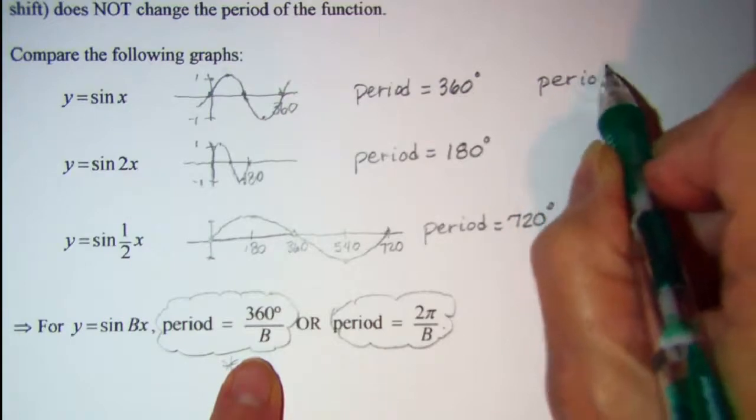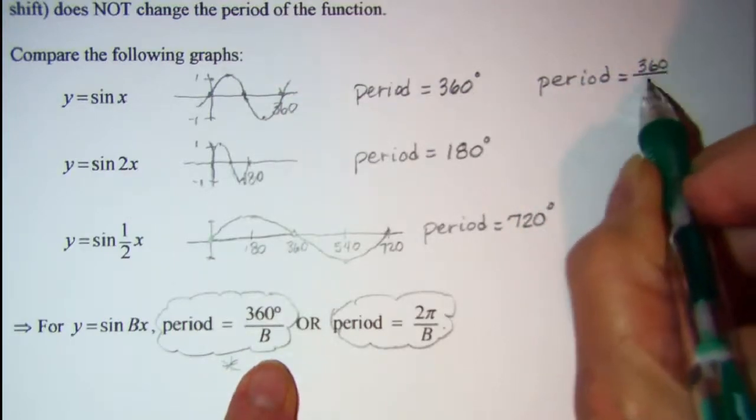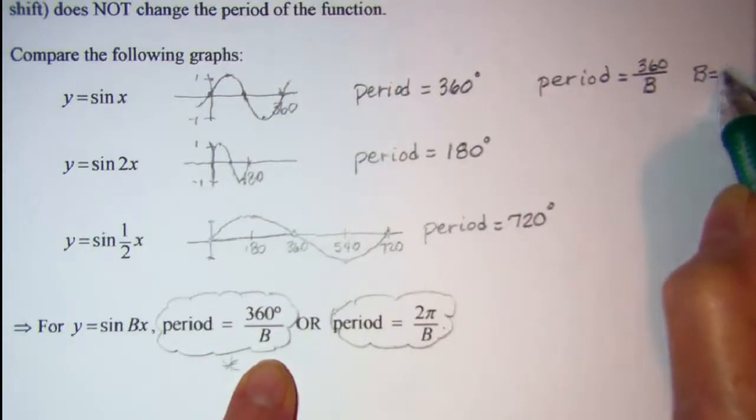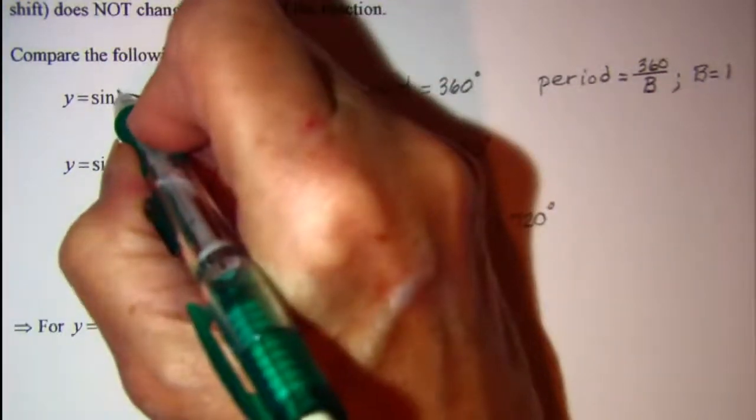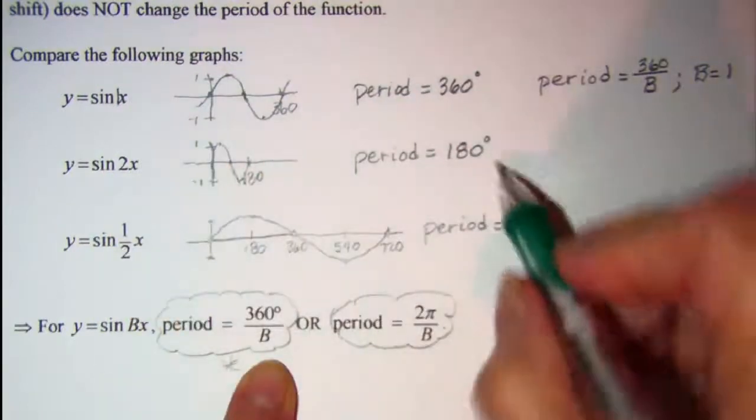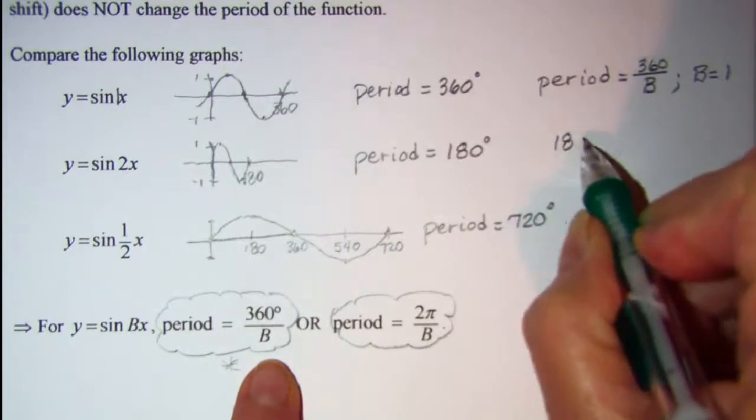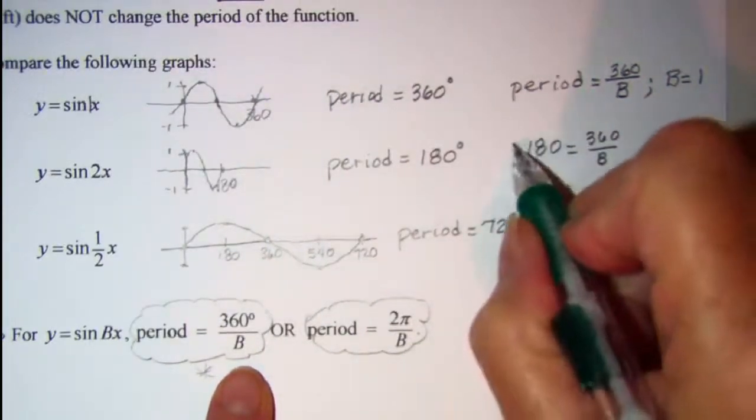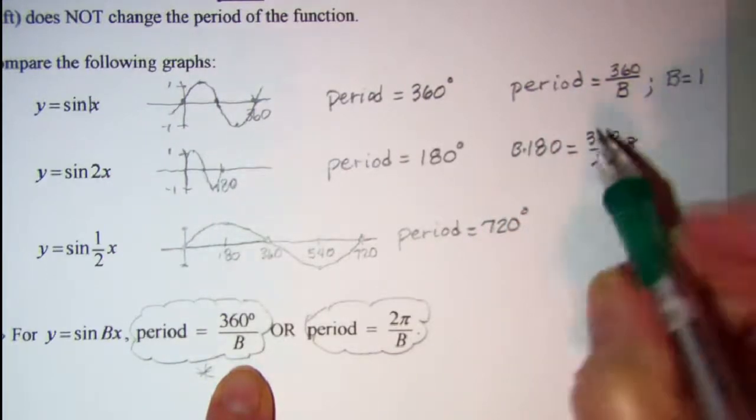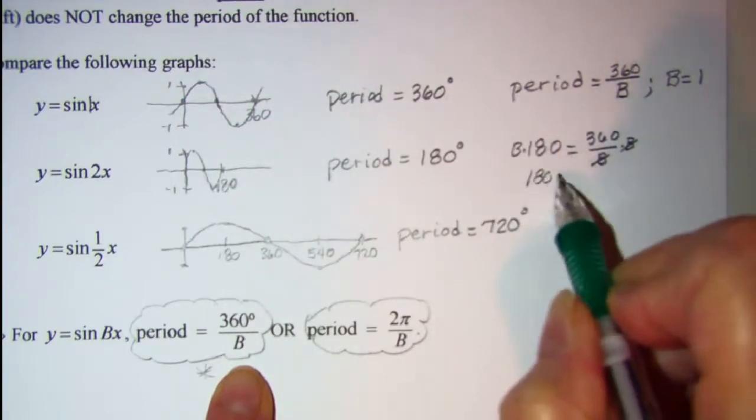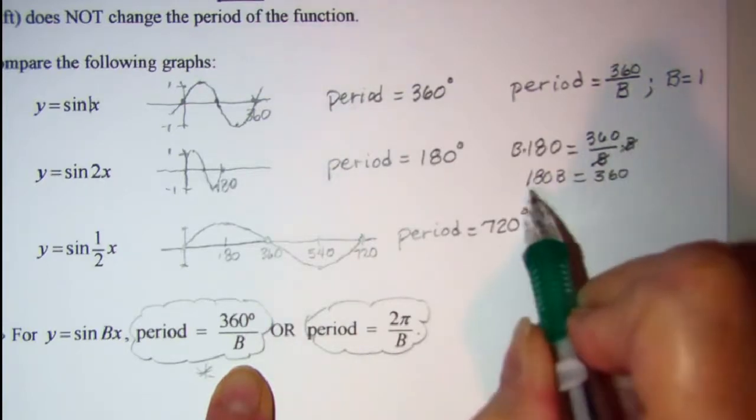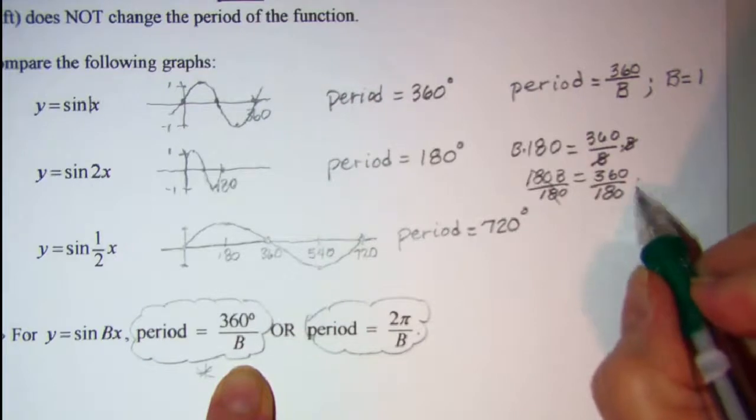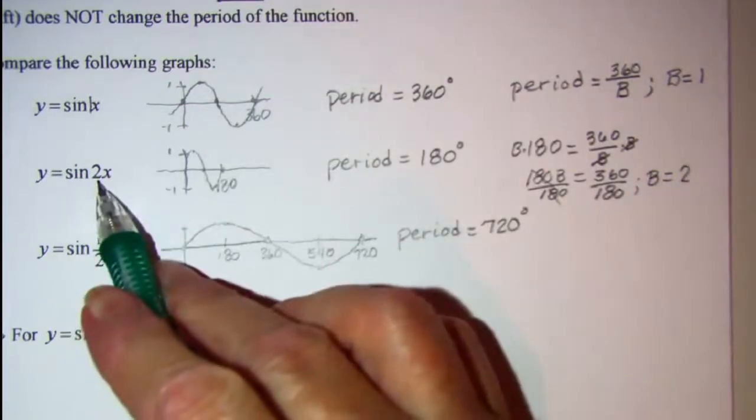Period is equal to 360 over b, and since my period on this one was 360, my b is equal to 1. So b is this coefficient right there in front of the x. And this one, period, which is 180, is equal to 360 over b. If we solve for b, multiply both sides by b, this will cancel, and I have 180b equals 360, and then divide both sides by 180. That gives me b is equal to 2, which we saw right there.